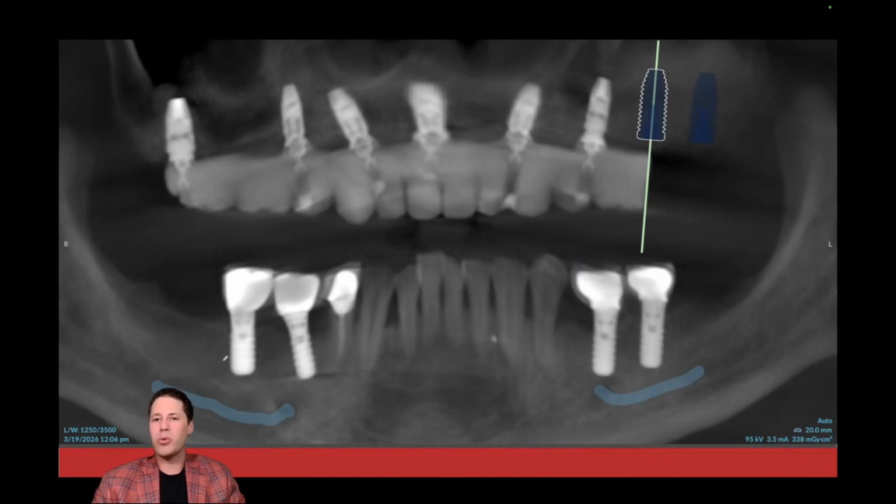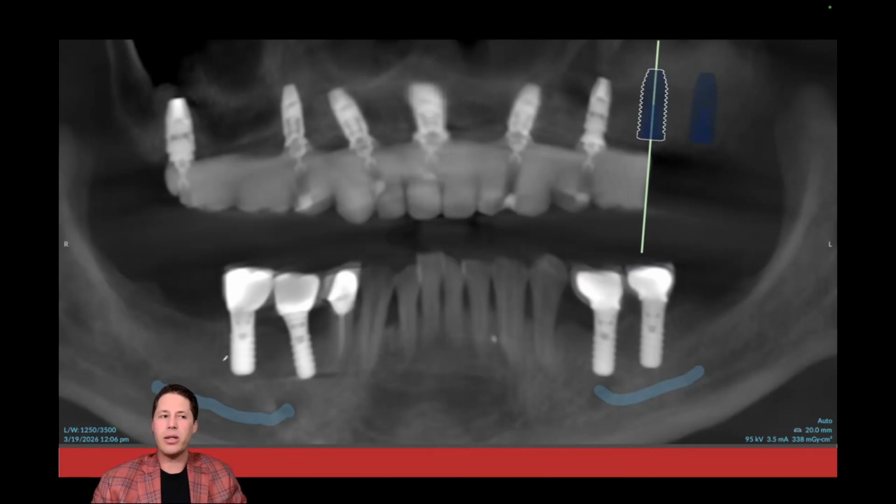This is just a proposed implant that I did in DTX Studio at the time of my follow-up CBCT. I like to take a scan, if I can, day of the procedure, if not, at the 2-week follow-up. So as you can see here, everything went quite well.